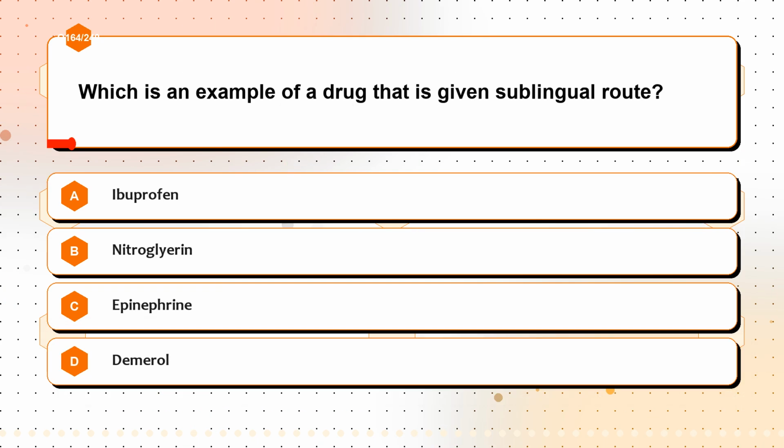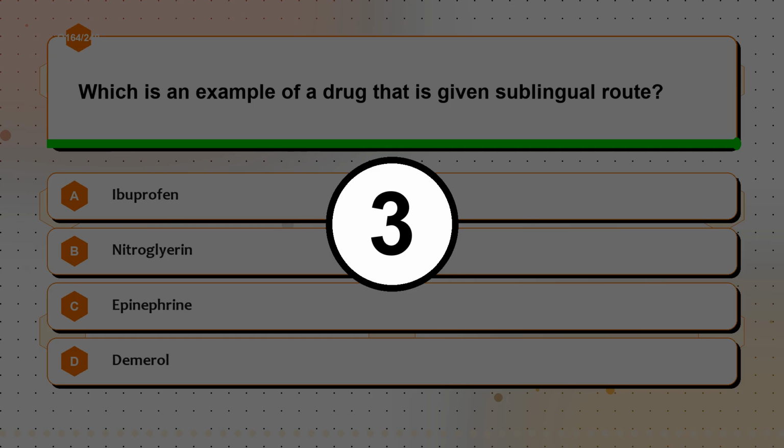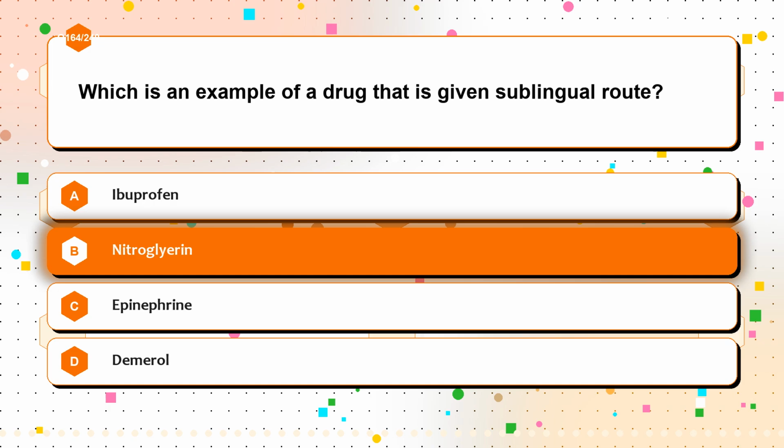Question 164. Which is an example of a drug that is given by sublingual route? Here are the options. Option A, ibuprofen. Option B, nitroglycerin. Option C, epinephrine. Option D, Demerol. The correct answer is option B, nitroglycerin.